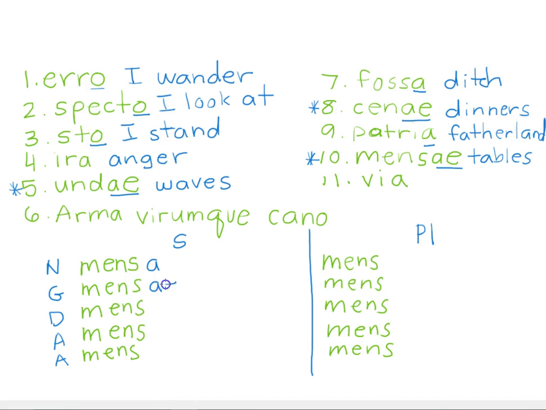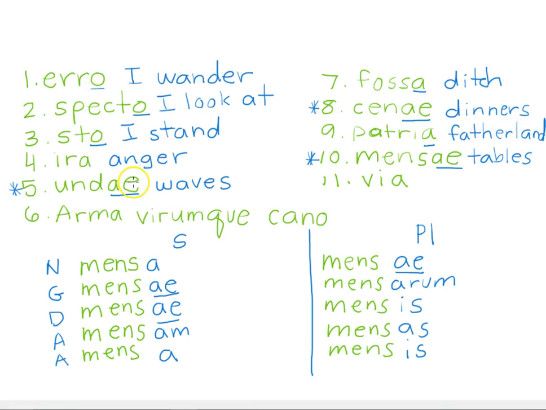A, ae, ae, am, a, ae, arum, is, is. Now when we had ae up here, undae, cenae, mensae, notice there's ae, and ae. This is the plural one, plural mensae. This mensae means belonging to, of the table, sorry. This mensae means dative, to or for the table.